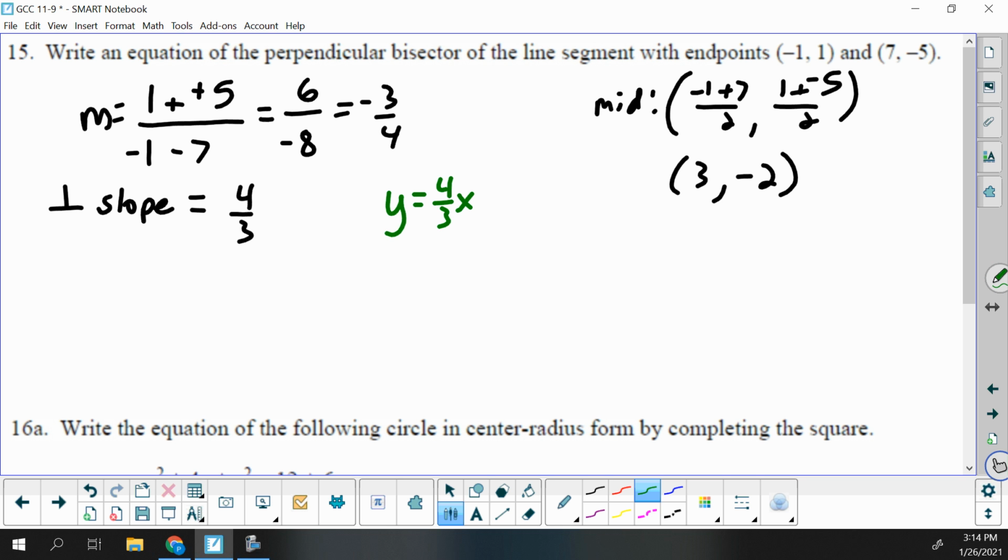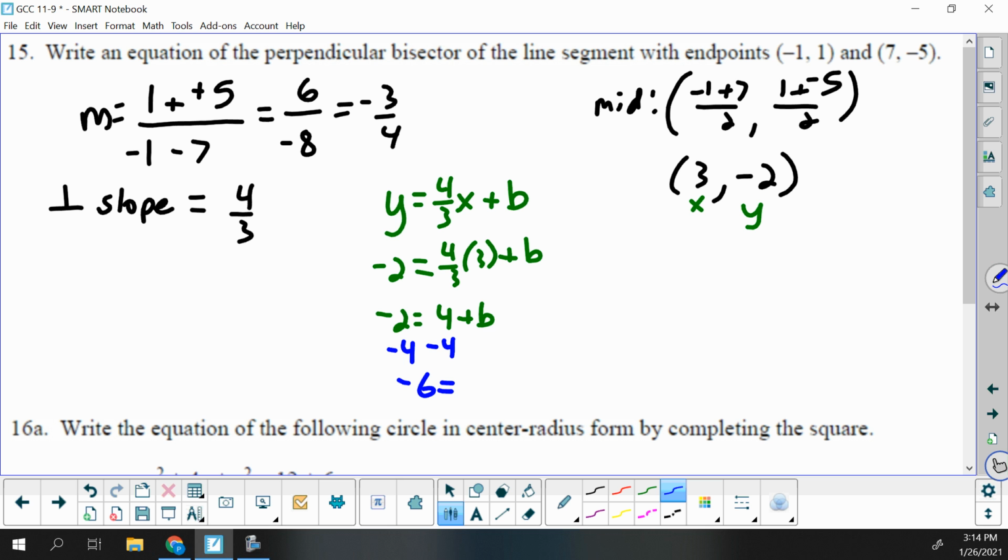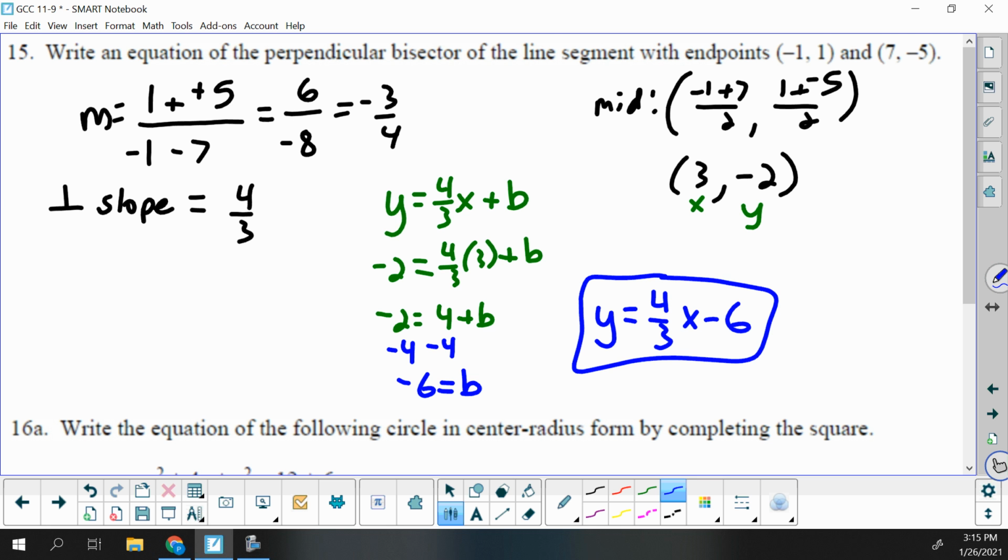So we'll put in our slope, y equals 4/3 x plus b. That's an x, that's a y. So we'll fill them in, negative 2 for the y, 3 for the x. The 4/3 times the 3 will give us 4. We'll subtract the 4 over to get b by itself, and we'll get b is negative 6, meaning our equation is just y equals 4/3 x minus 6. And that's the equation of our perpendicular bisector.